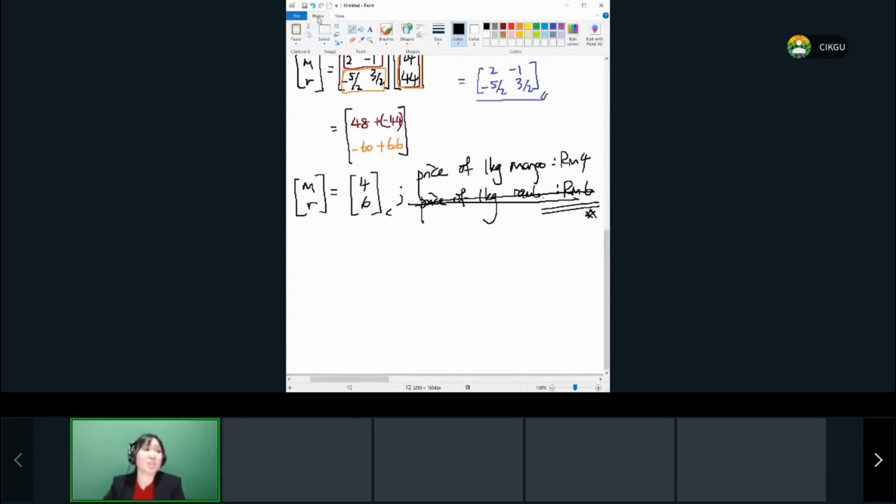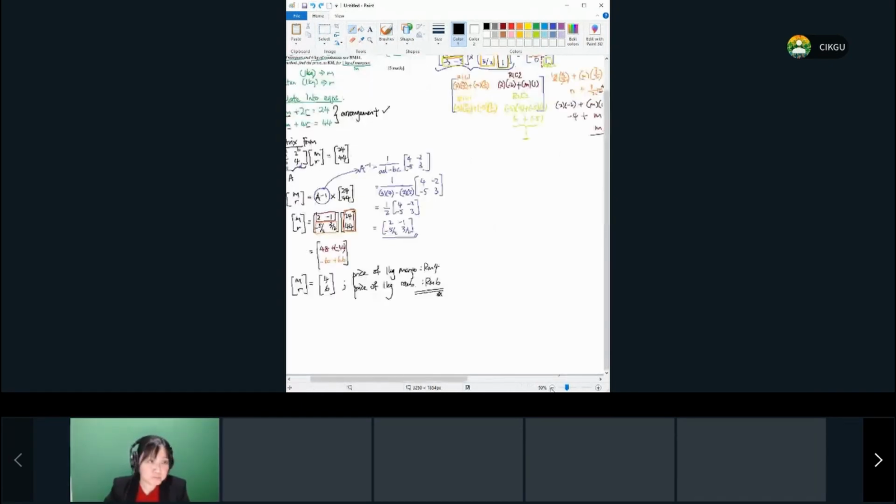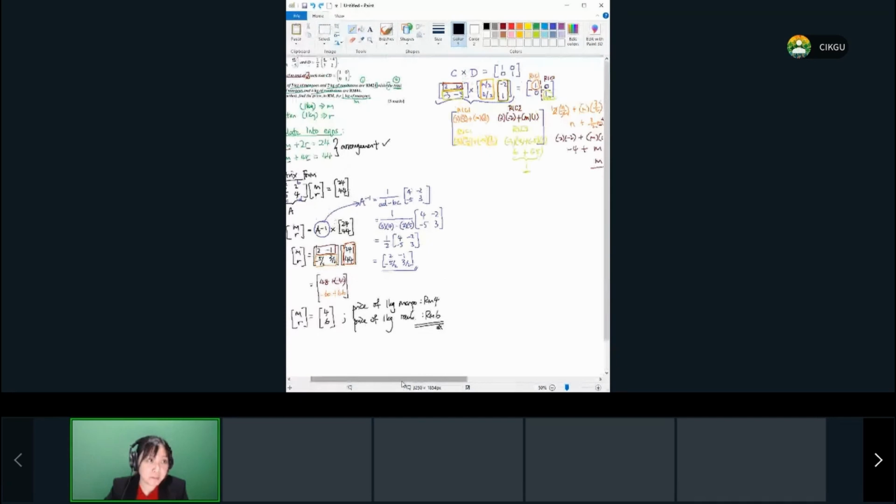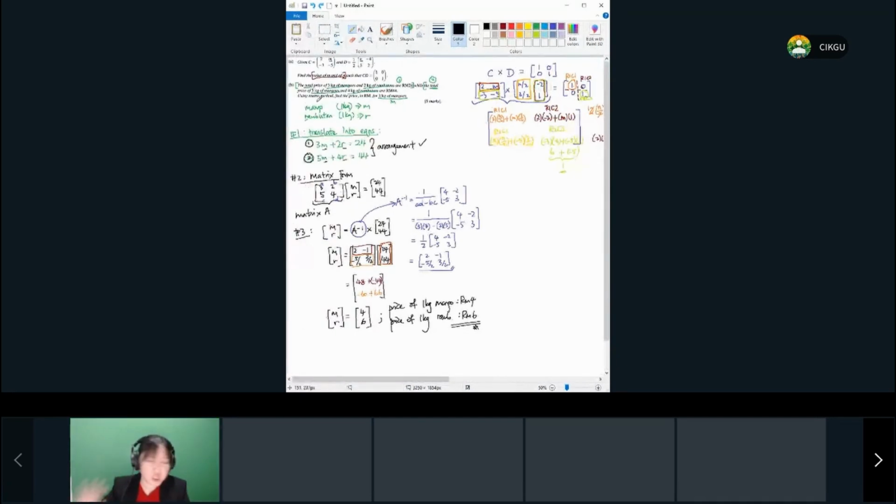But for this question, although they only ask for one unknown, you have to solve for both, because with the matrix method, no way you can solve for one unknown. For sure, when you do this process, two unknowns will come out. So it's okay, you solve for both, and then the answer is just this one. You highlight that this is the answer.